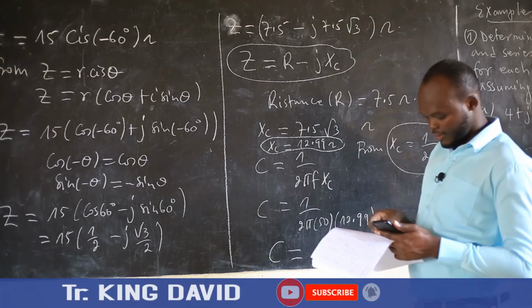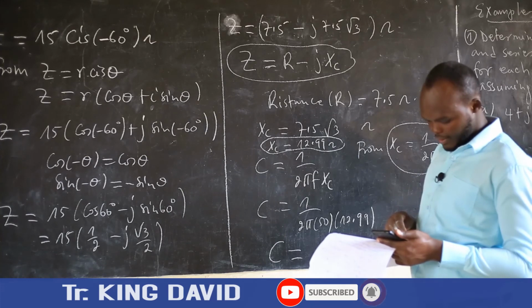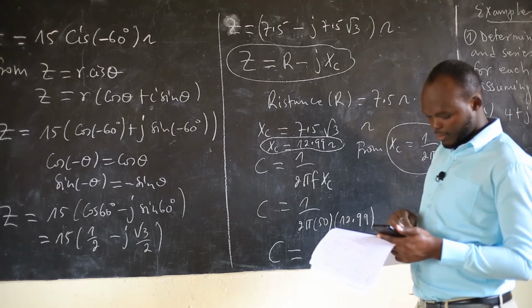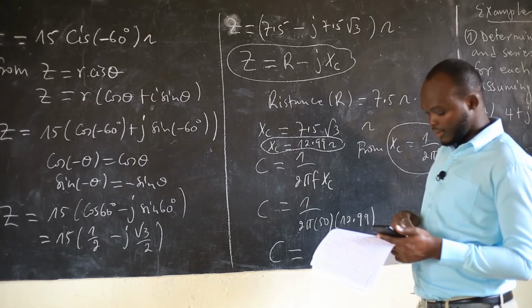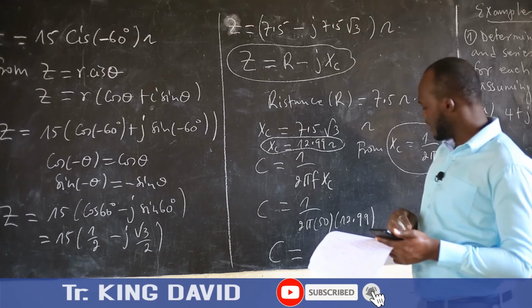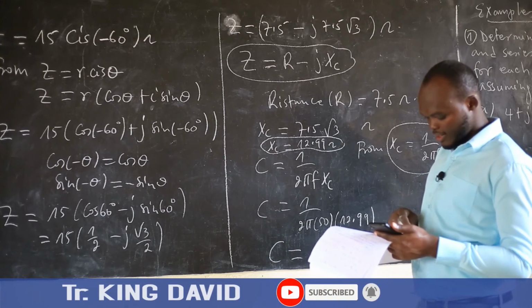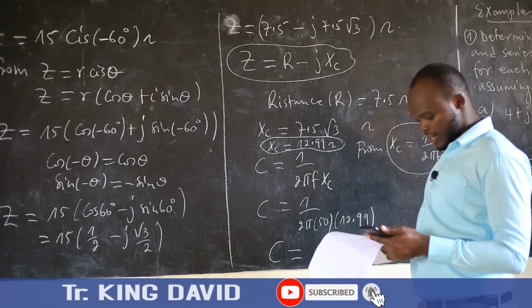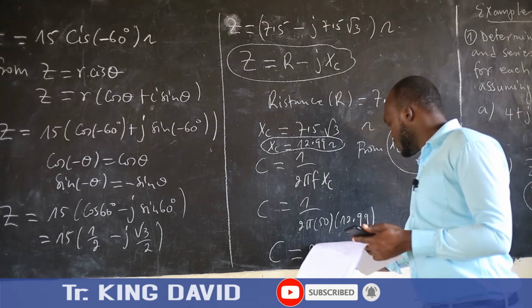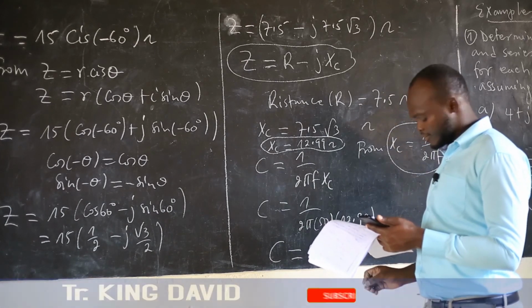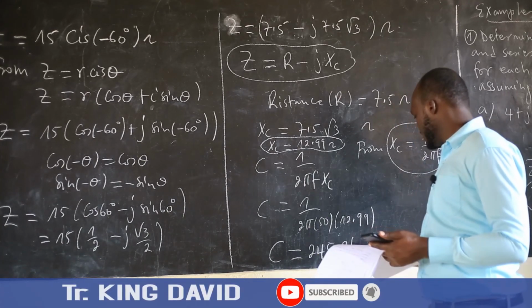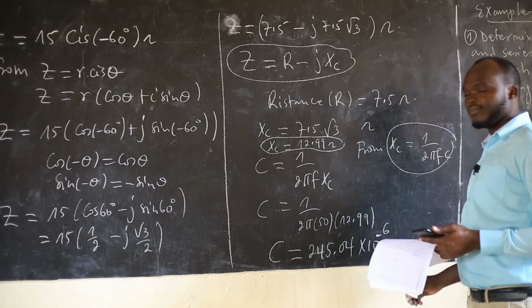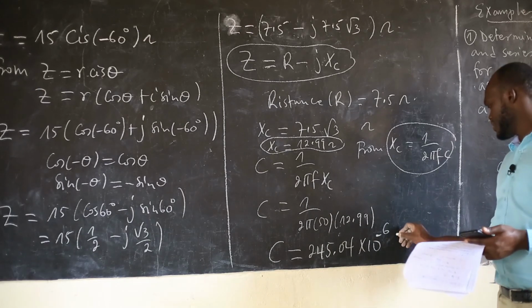So our C now is, we take 1 divided by, into bracket, 2 pi times 50 times 12.99. We close the bracket. Then we get our C is 245.04 times 10 power negative 6. What unit? Farad, because the unit of capacitance is farad.